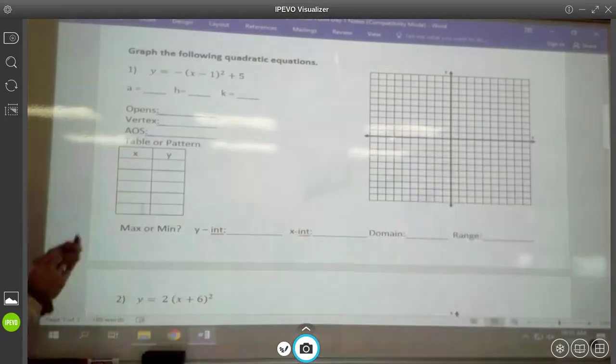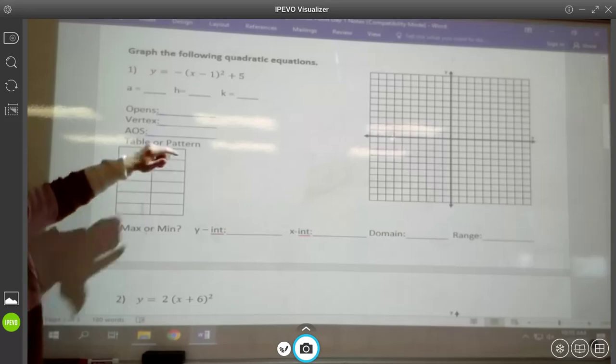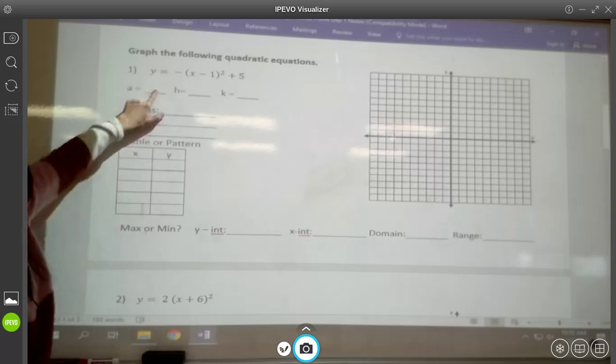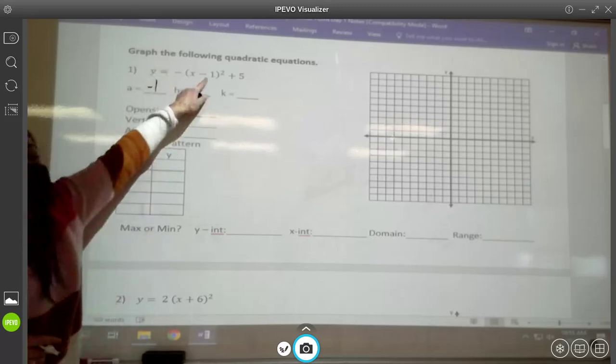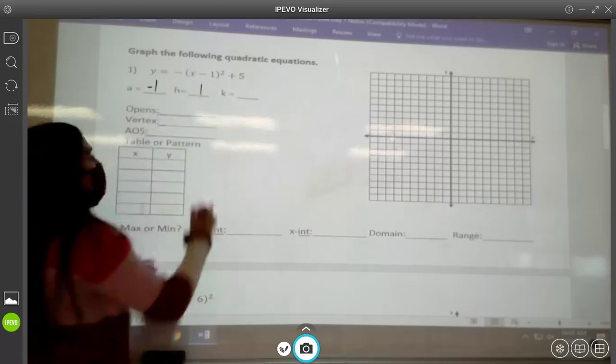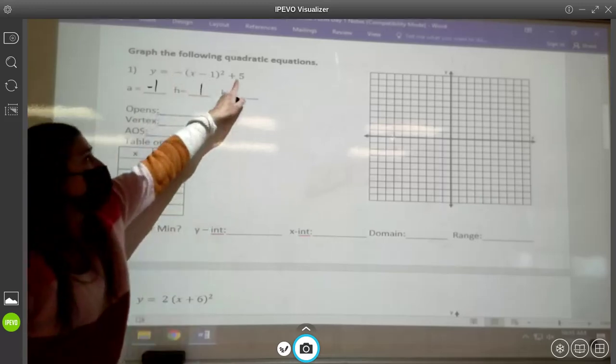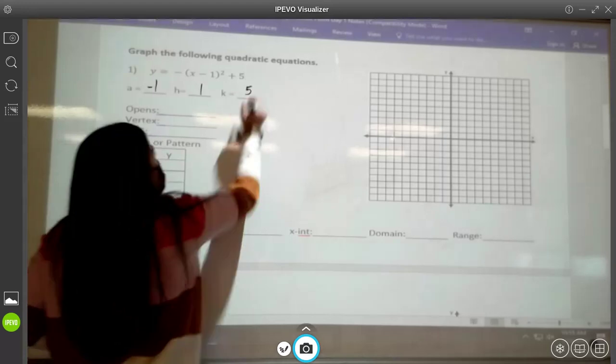All right, so here we go. We're going to graph this quadratic equation. So in this problem, this is a, the number in front is -1. h, which is always the opposite of that number, will just be 1. And k, the number at the end, is +5.